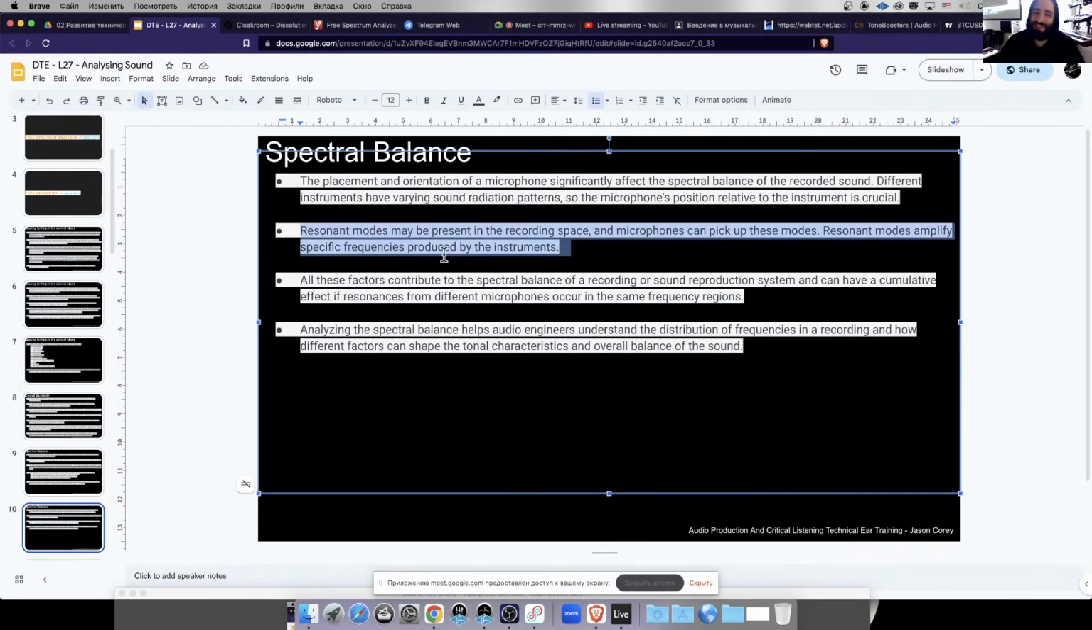So resonant modes can be present. We know why these peaks can be there. The author is just reminding us of this at the end of the book. All these factors contribute to a spectral balance that can be creepy. So it's just something to pay attention to when you're listening to music. Analyzing the spectral balance helps you to understand the distribution of frequencies and how different factors affect the tonal characteristics of the overall balance of the sound.